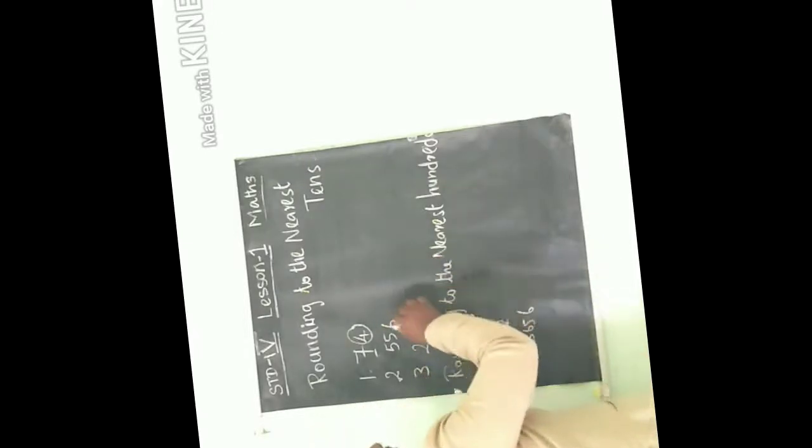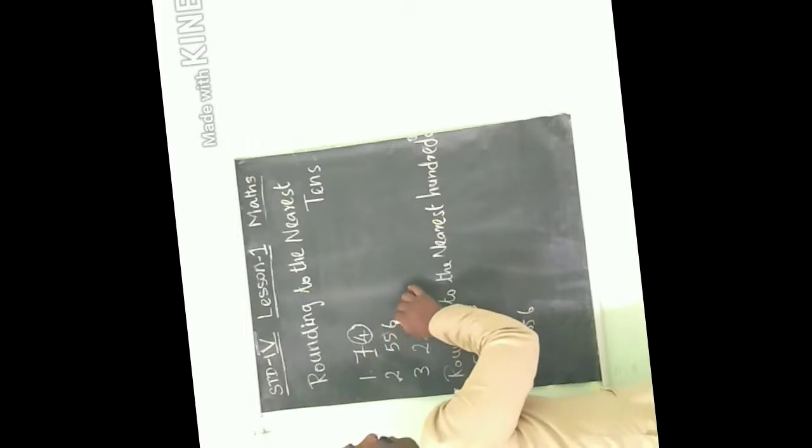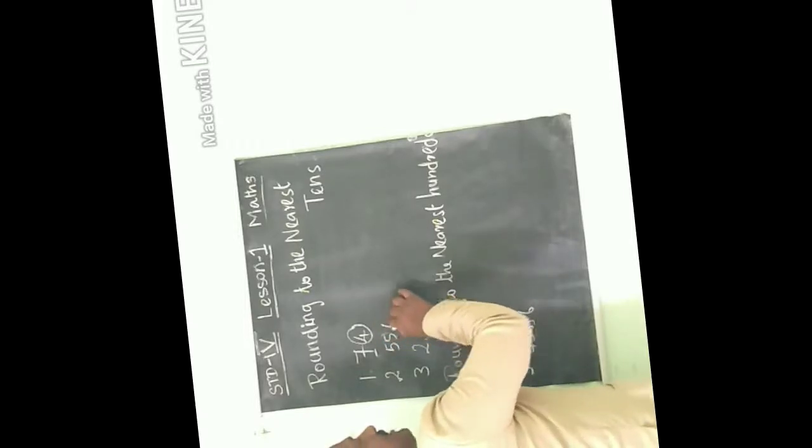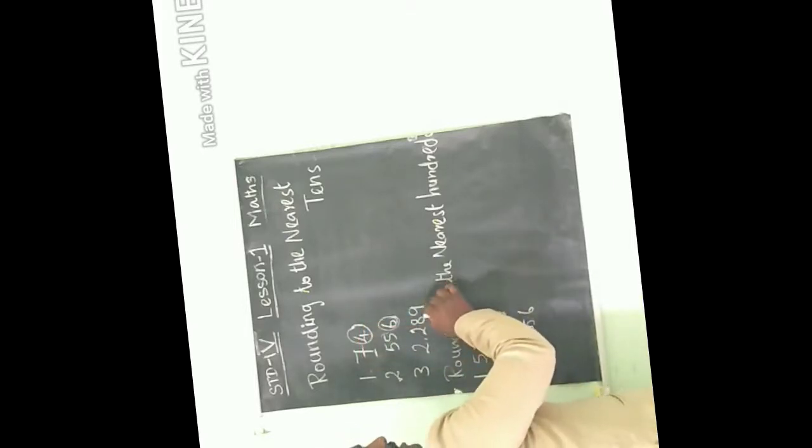Okay, guys, second one. This is the ones place, this is the tens place. We have to round off to the nearest 10. This is the nearest 10, so you have to modify this number. Ones, tens. This is 10. So we have to round off this number.